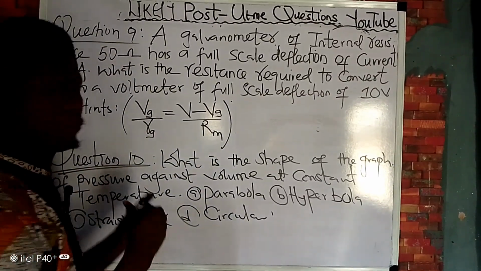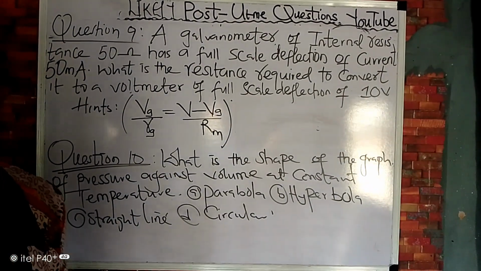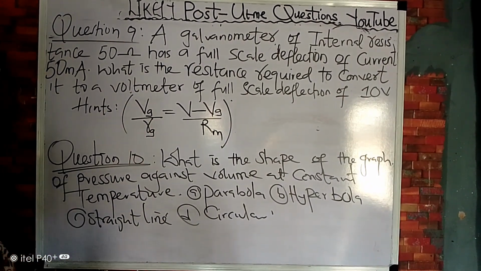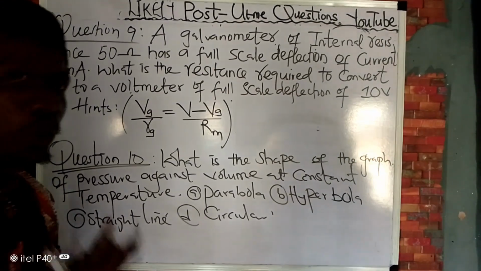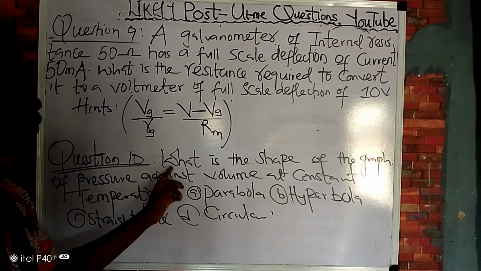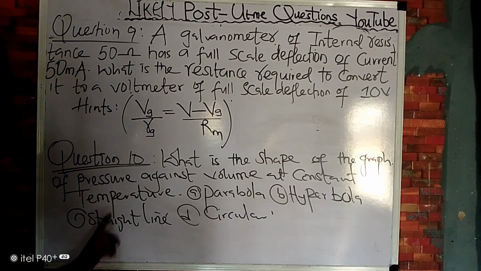Now, we have come to the end of today's video lesson. We are going to take this as your assignment. Look at question number 9, it is from conversion of galvanometer to voltmeter. And question number 10 has to do with, they say, what is the shape of the graph of pressure against volume at constant temperature?